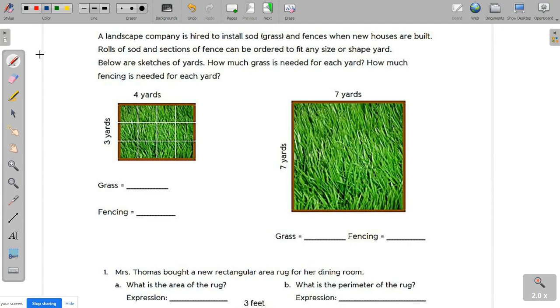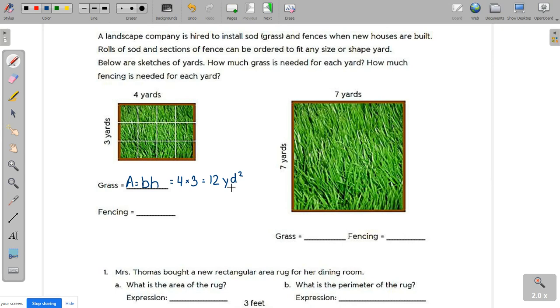So let's start with the grass. The grass is going to be all the inside, which is our area. So we are going to be using the formula area equals base times height. So our base is 4 and our height is 3. So we're going to do 4 times 3, and 4 times 3 is 12. We cannot forget our units. Our units are going to be yards, but it's area, so it'd be yards squared.